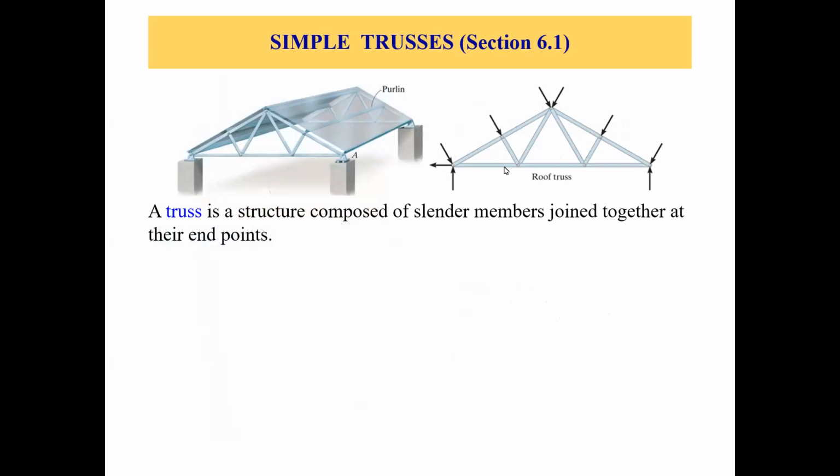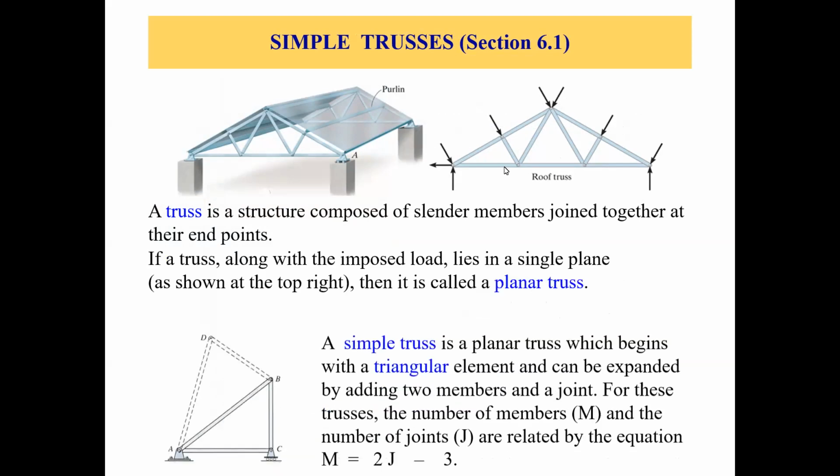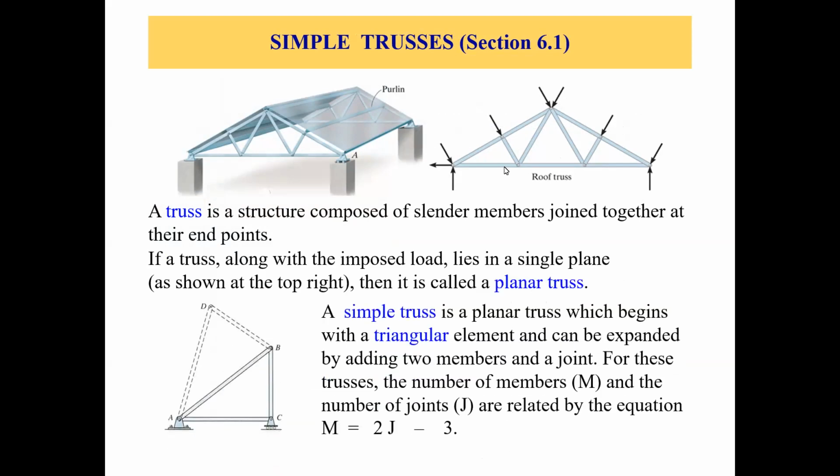Now, in section 6.1 of your book, we will talk about simple trusses. Now, what is a simple truss? So let's talk about simple truss. On the left side, in the top picture, you can see there's a truss which is supporting the roof, and it has some supports underneath, at four ends. Now, on the right side, in the top picture, you have the free body diagram of the same truss.